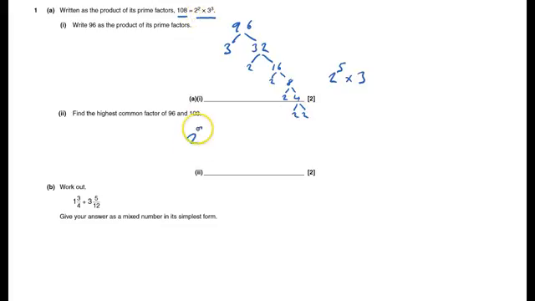So the highest common factor will certainly have 2 2's, or 2 squared, and 1 3 goes into 96. 3 of them go into here, so 1 3. So it's going to be 2 squared times 3. That's 4 times 3, that's just 12.